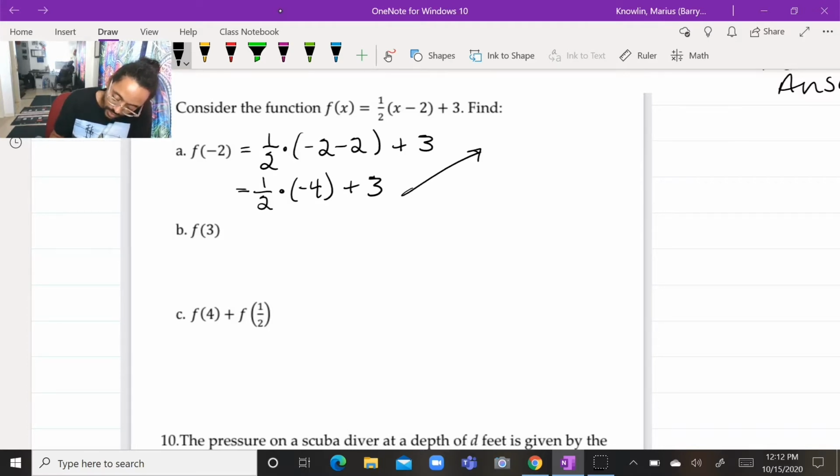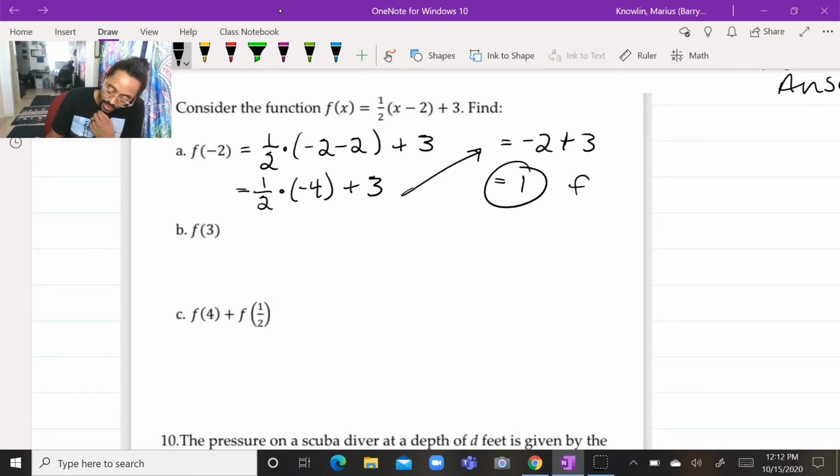Next, we're going to do 1/2 of negative 4, half of a number. Well, half of positive 4 is positive 2. Half of negative 4 is negative 2. So this becomes equal to the next line underneath here. If I had more room, I would write it. Well, this would be negative 2 plus 3. And our final answer here, negative 2 plus 3, is positive 1. So f of negative 2 equals positive 1.